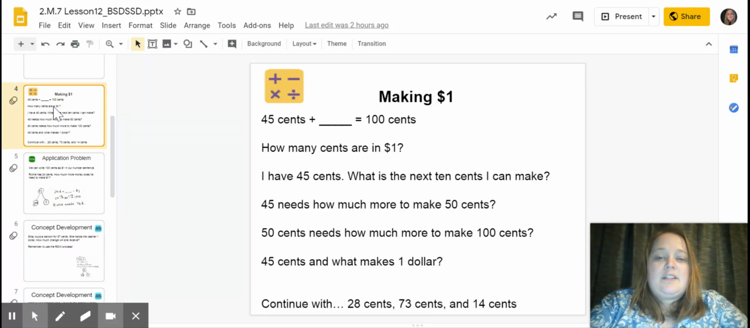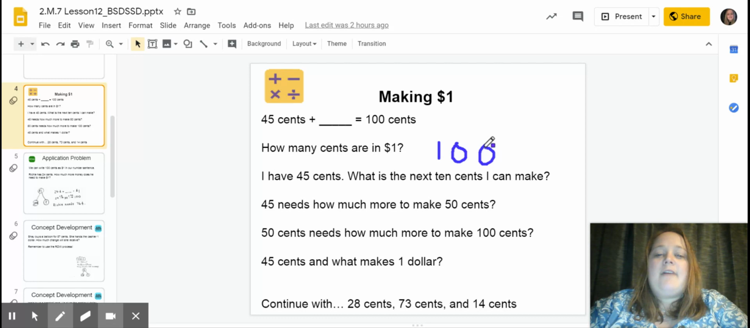All right, here is our starting activity. If I have 45 cents, how many more cents do I need to make 100 cents, which is also equal to $1? So the first question I want you to ask is how many cents are in $1? Let's see, do we know how many cents are in $1? Good, there are 100 cents in $1.